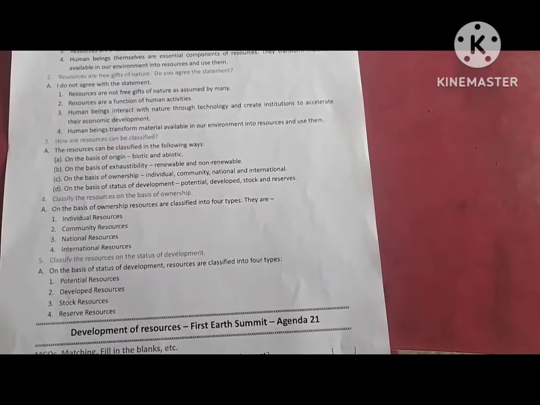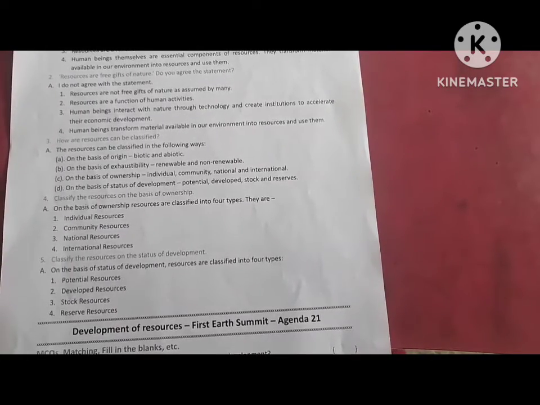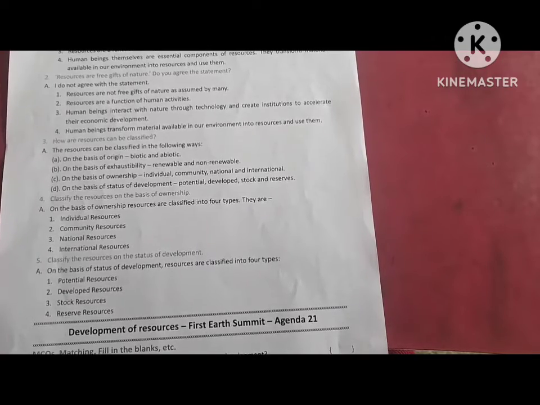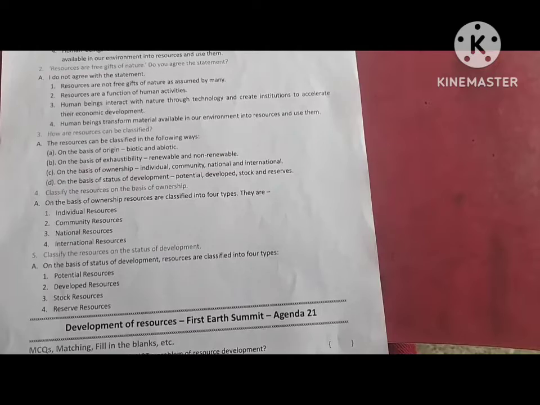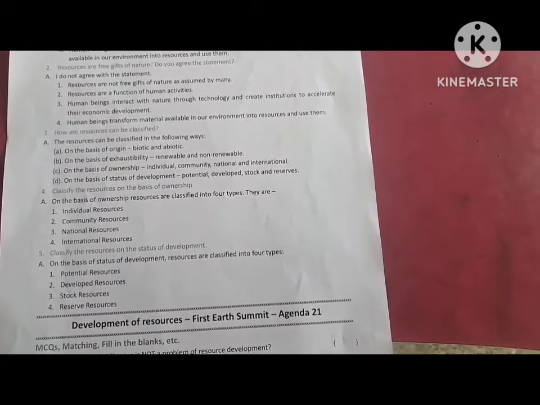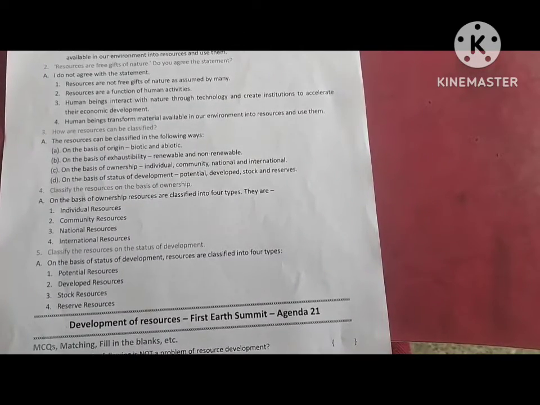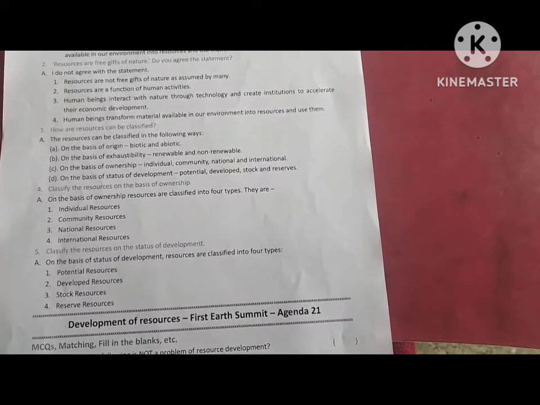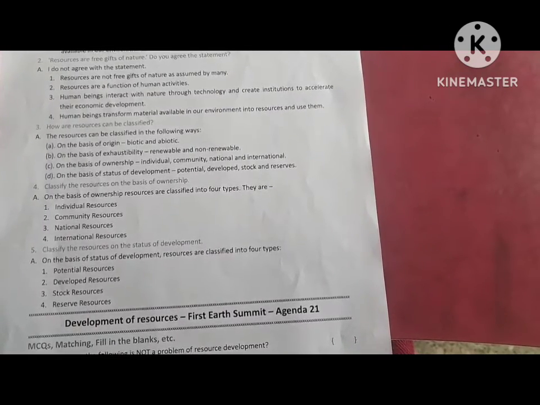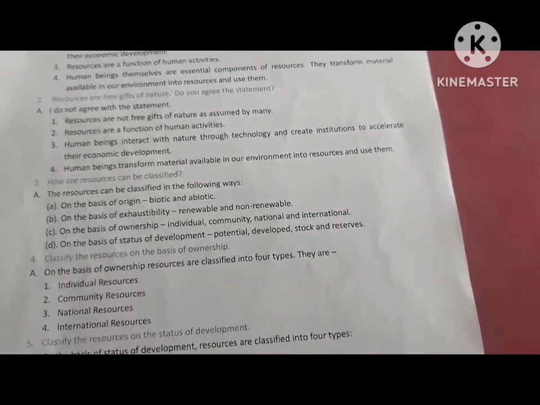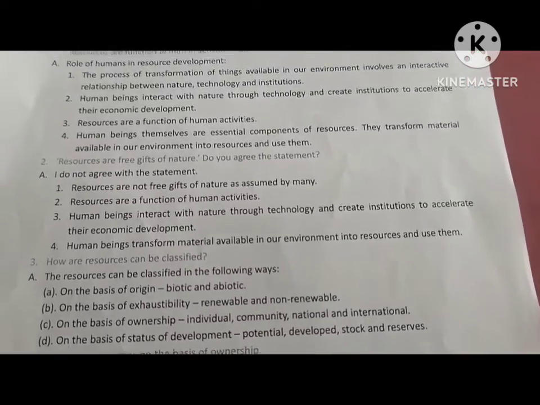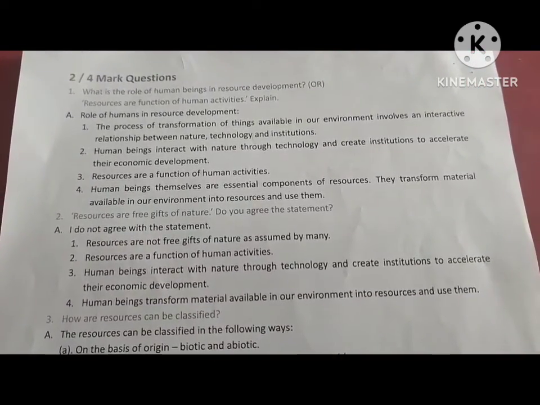Third question, how can resources be classified? Answer. The resources can be classified in the following ways. A, on the basis of origin, biotic and abiotic. B, on the basis of exhaustibility, renewable and non-renewable. C, on the basis of ownership, individual, community, national and international. D, on the basis of status of development, potential, developed, stock and reserves.